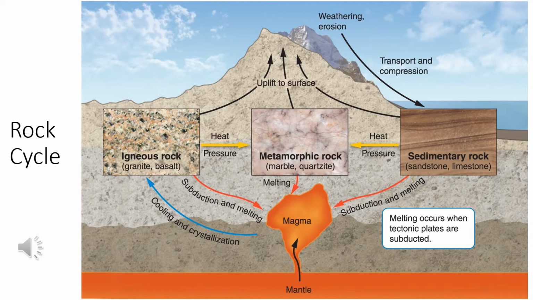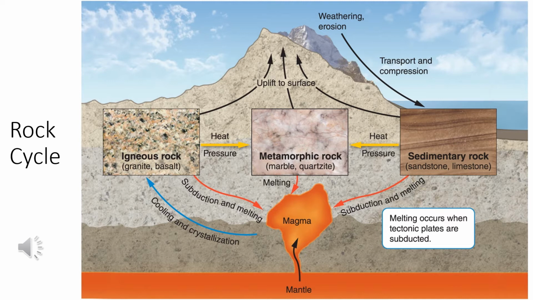Let's start with igneous rock. Igneous rock is formed when magma from the interior portion of the Earth cools and crystallizes. If igneous rock is put under appropriate heat and pressure, it can form into metamorphic rock. Additionally, if igneous rock is subjected to erosion, weathering, transport, and sedimentation, it can turn into sedimentary rock. Igneous rock can also turn back into magma through the process of subduction and melting.